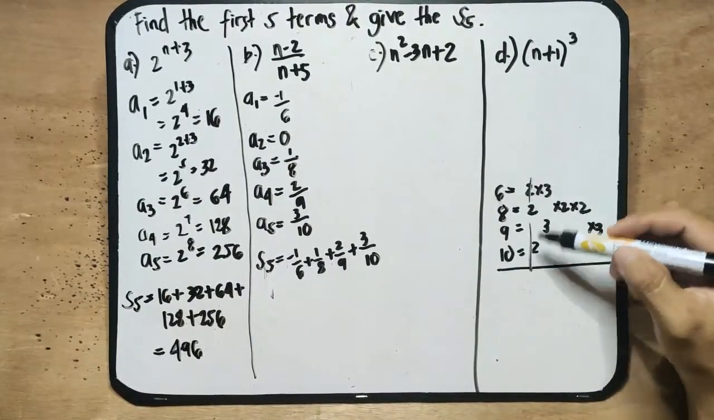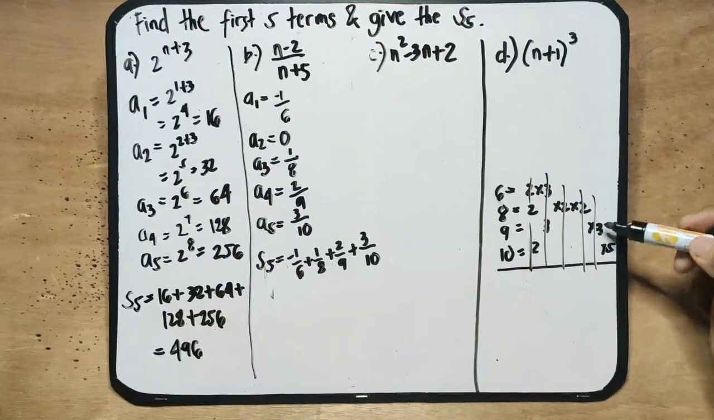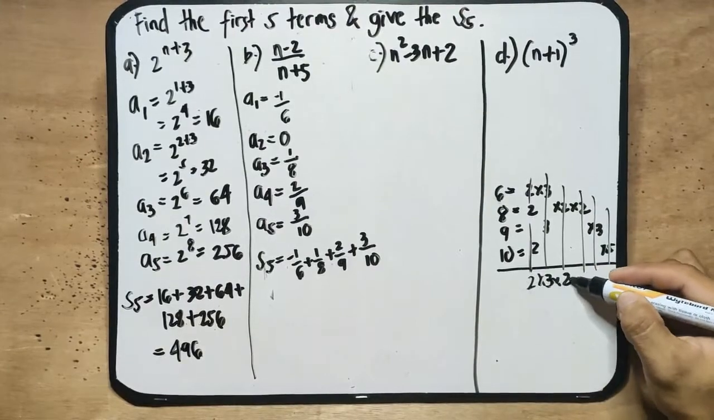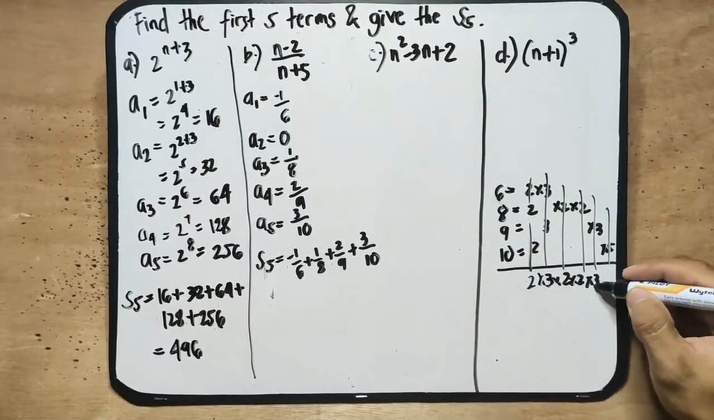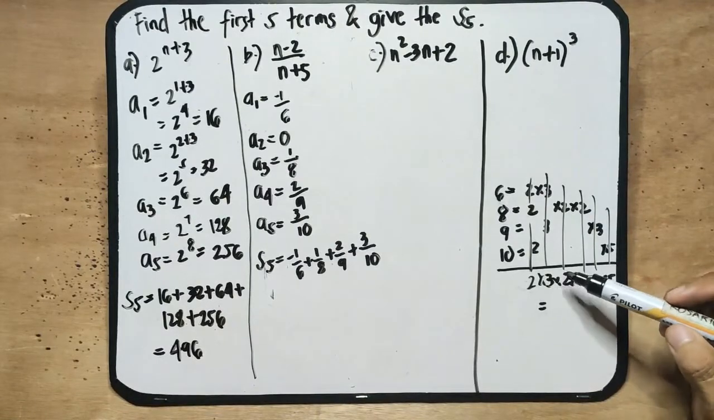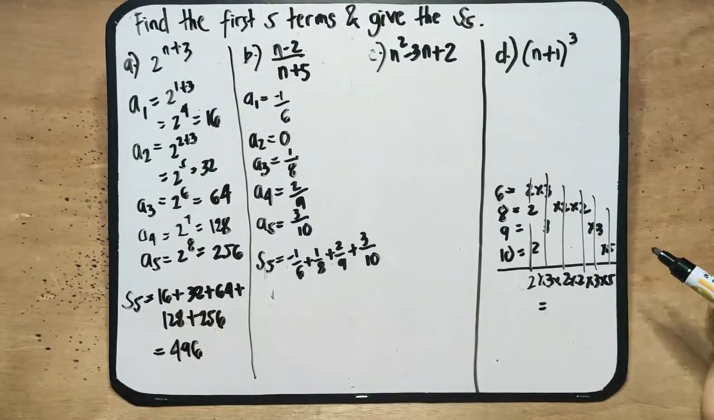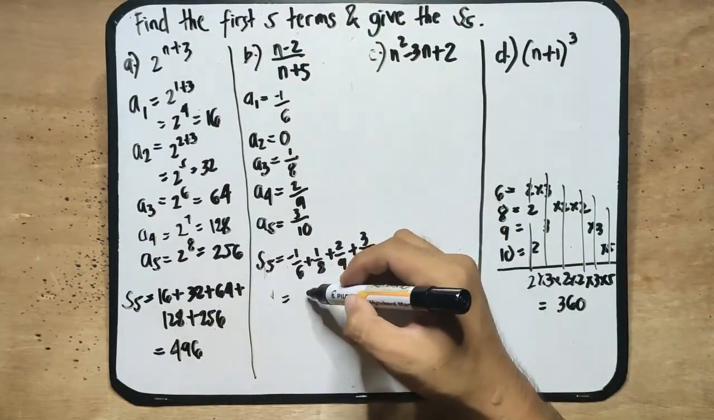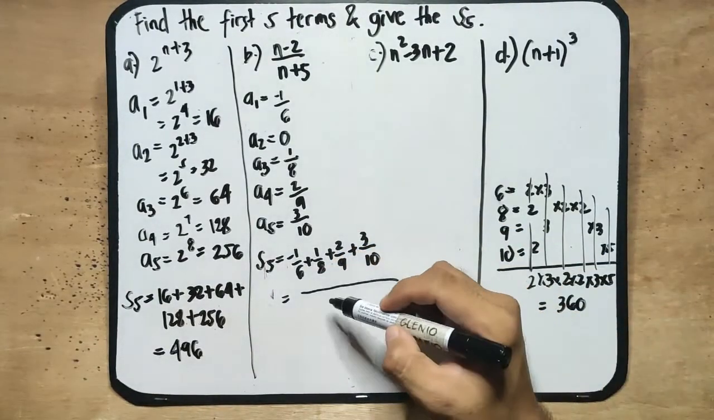So bringing down everything, we have 2 times 3 times 2 times 2 times 3 times 5. So the LCD is 2 times 3 times 2 times 2 times 3 times 5. We have 360. So the LCD is 360.